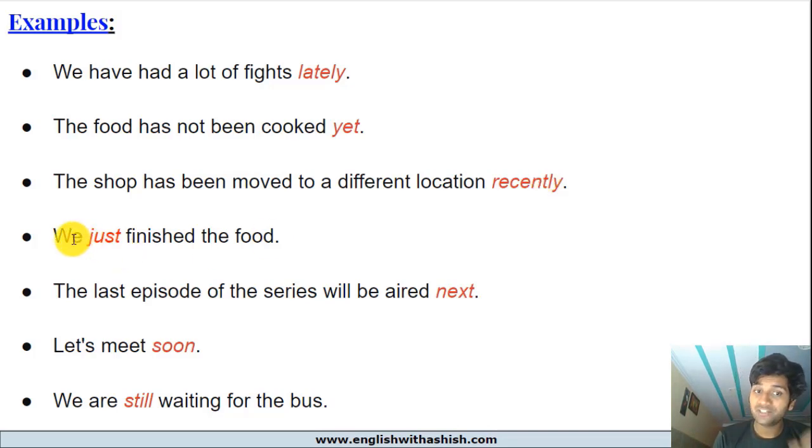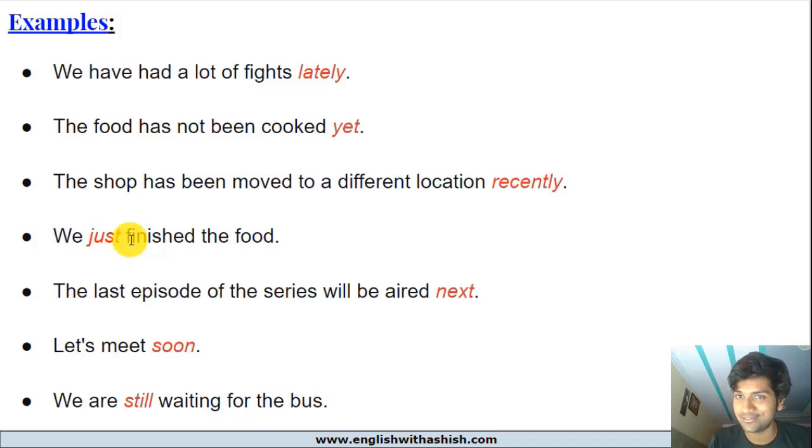All right. We just finished the food. We just finished the food, right? Just means a time in the past which is very, very close to the present. So you come to my place, you're about to have some food, or you're expecting me to feed you some food, and the food is finished. And I say, we just finished the food, man. Just a couple of minutes back, or maybe a couple of seconds back.